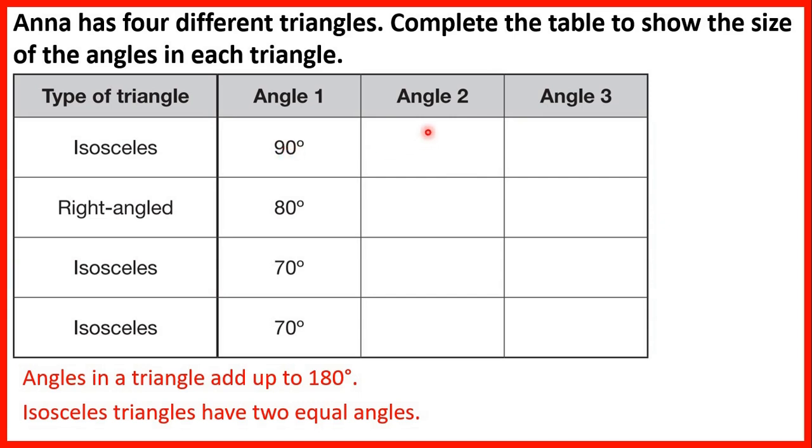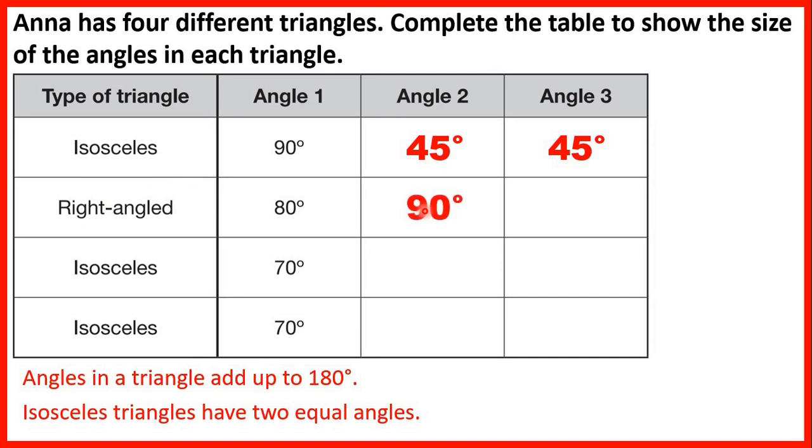Now 90 plus 90 is 180, so these angles together must be 90 degrees, and if the two angles together are 90, then each angle must be half of 90, so 45 degrees. Now we have a right-angled triangle. So remember, a right angle is a 90-degree angle.